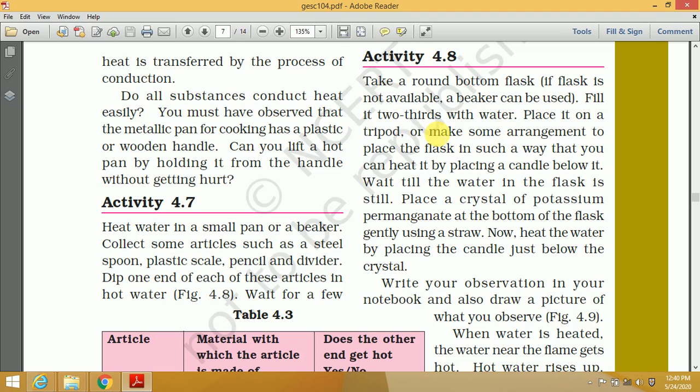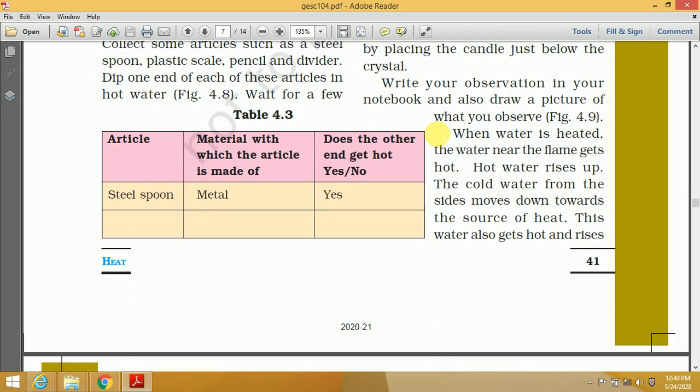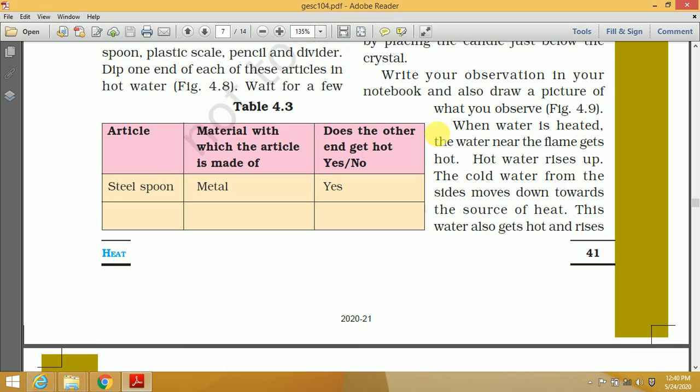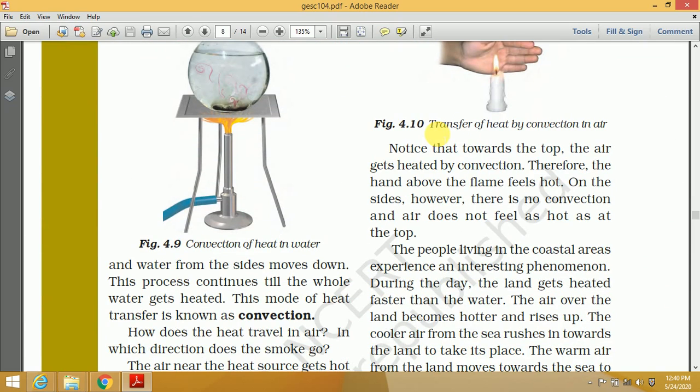When water is heated up, the water near the flame gets hot. Hot water rises up. The cold water from the other sides move down towards the source of heat. This water also gets hot and rises up. The water from the sides move down. This process continues till the whole water gets heated. This mode of transfer of heat is known as convection.